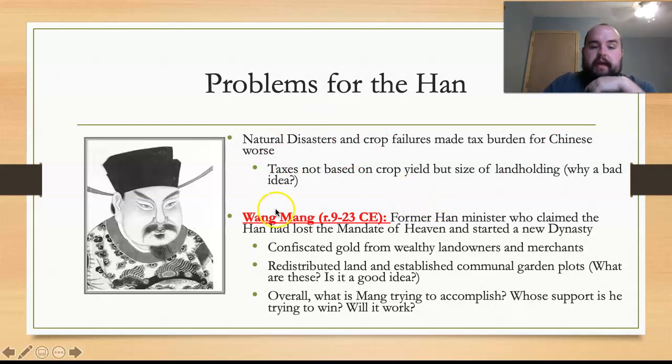Because of this, Wang Mang eventually took control of the Han Dynasty from about 9 to 23 CE, who claimed that he now had the mandate of heaven and started his whole new dynasty. In this dynasty, he specifically would confiscate gold and other wealth from wealthy landowners and merchants and redistribute it and the land and establish communal garden plots. Now, is this going to be a good idea and an efficient government system?